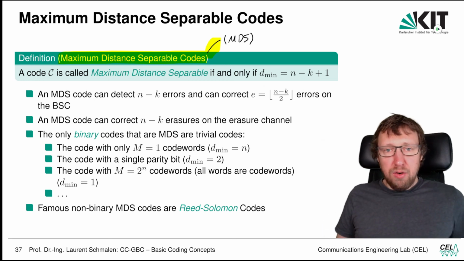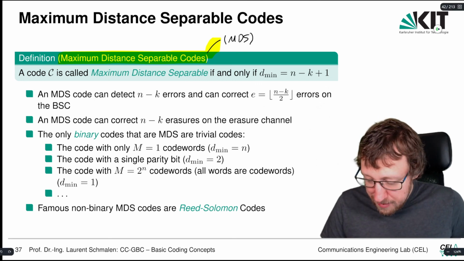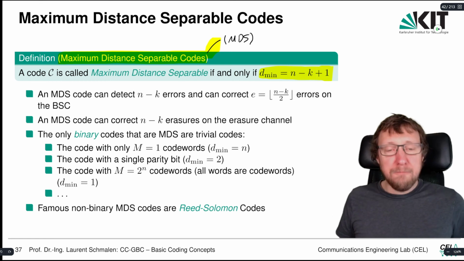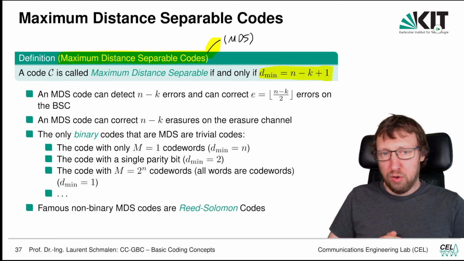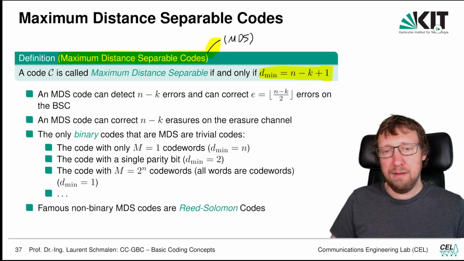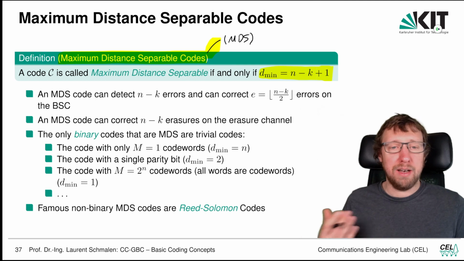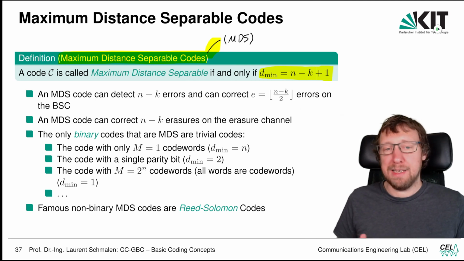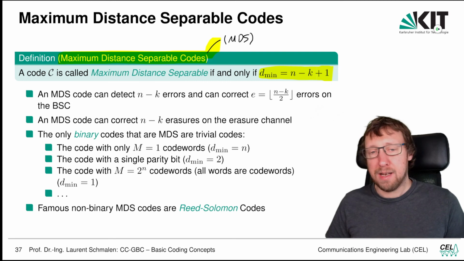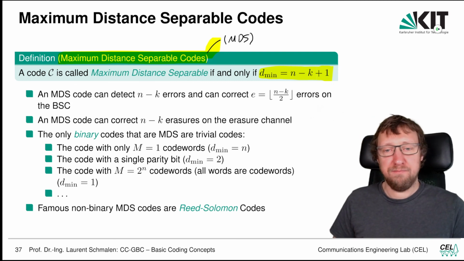So an MDS code is a code where the minimum distance is exactly equal to n minus k plus 1. It's a very good code because it can detect n minus k errors, can correct n minus k divided by 2 errors on the BSC, and on the erasure channel it can correct all erasure patterns of exactly size n minus k. So unfortunately, you can show that the only binary codes that are actually MDS codes are trivial codes.